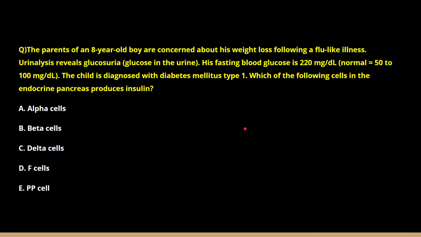So here's a question for you guys to practice. The parents of an 8-year-old boy are concerned about his weight loss following a flu-like illness. Urinalysis reveals glucosuria, glucose in the urine. His fasting blood glucose is 220 milligrams per deciliter. Normal is 50 to 100, so his fasting blood glucose is high. The child is diagnosed with diabetes mellitus type 1, which we'll discuss later. Which of the following cells in the endocrine pancreas produces insulin?